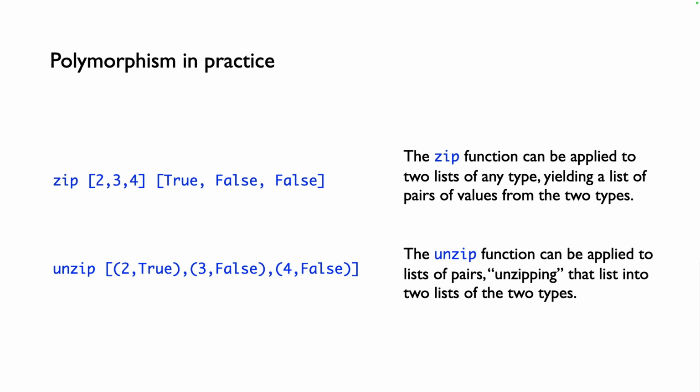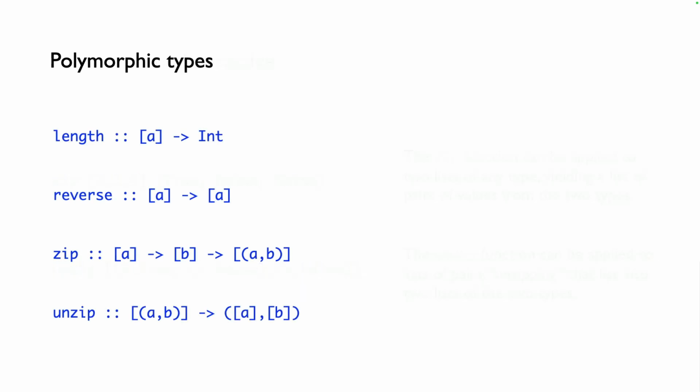How does that get expressed in Haskell? The answer is it's by using type variables. Just as we're used to the idea that a variable in an equation, in a function definition, stands for an arbitrary value, a type variable stands for an arbitrary type.